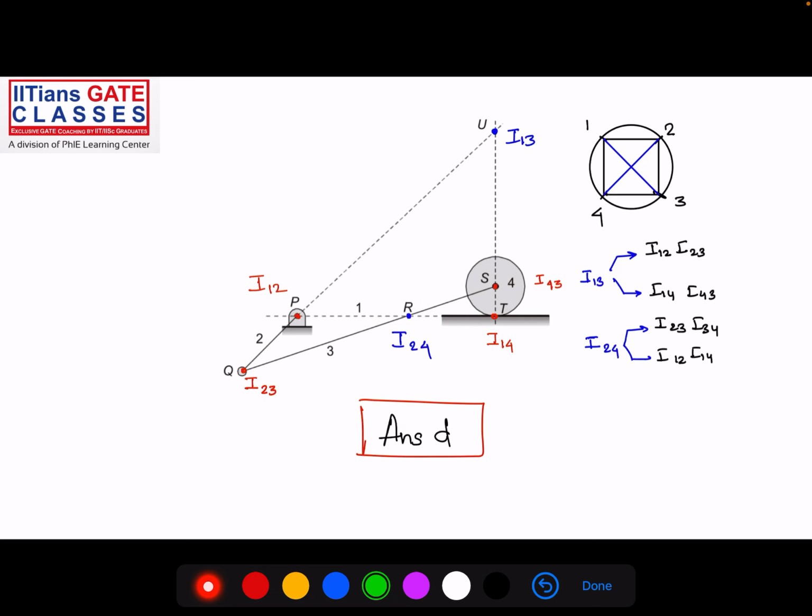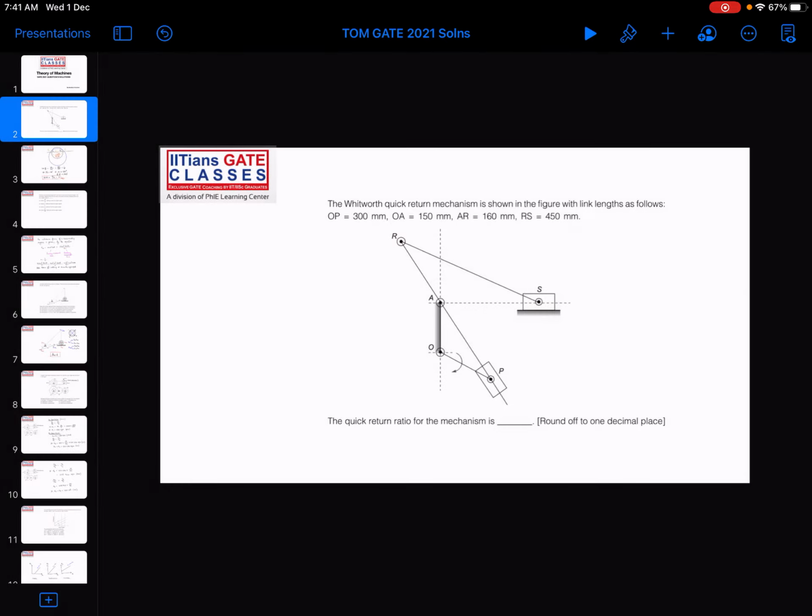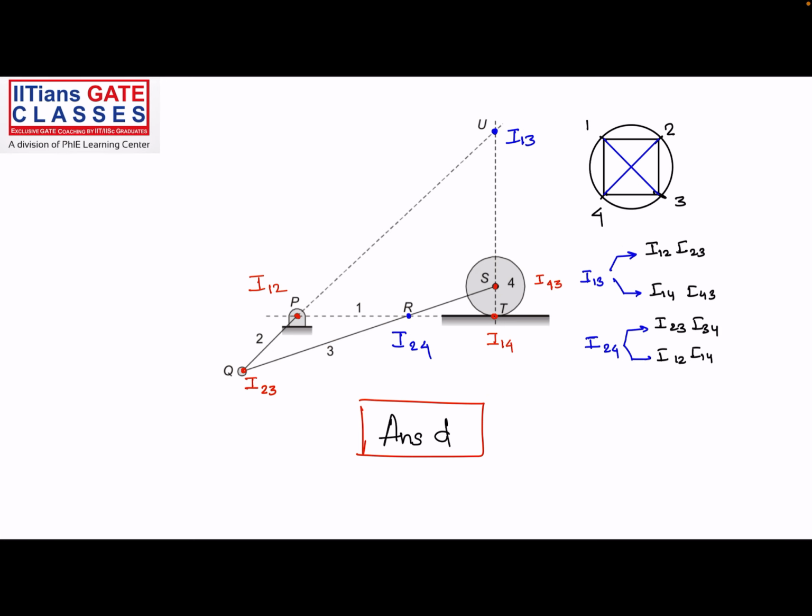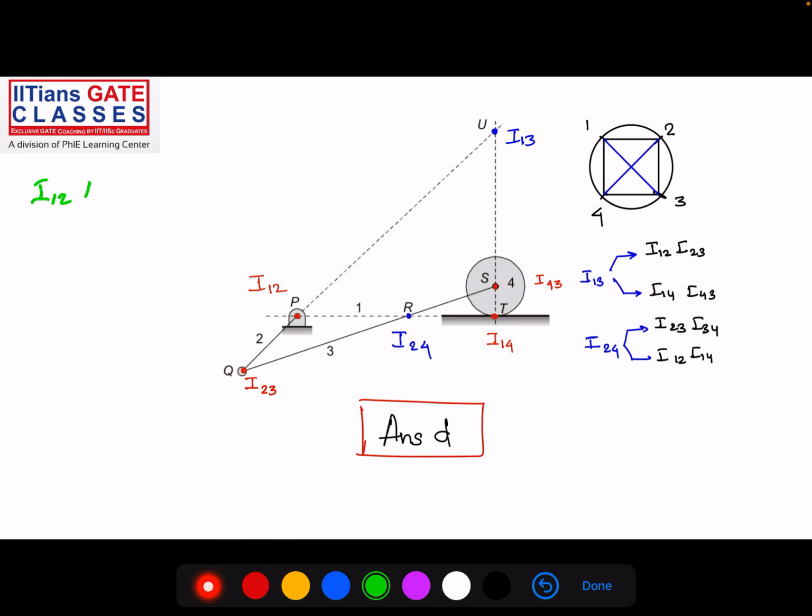What are those? Can you see the instantaneous centers? They are I12, I13, I14, I23, I24, I34. These are the 6 instantaneous centers.